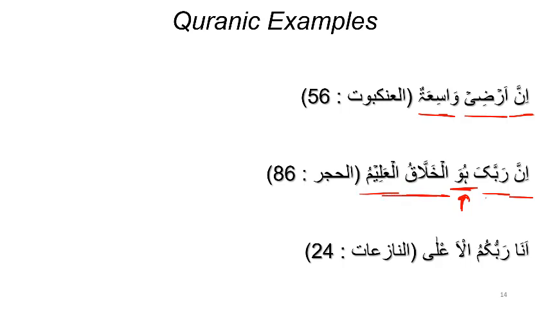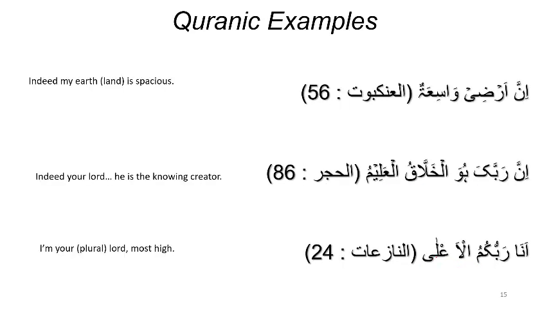Now this is an expression in Arabic which gives emphasis. So emphasis is coming from inna, and emphasis is coming based on the way this is written over here. He is the knowledgeable creator. Ana means me. So this is a detached pronoun. Rabbukum, your Lord. So this is an attached pronoun. Al-A'la, most supreme. So indeed I am your Lord, most supreme. So here are the translations.